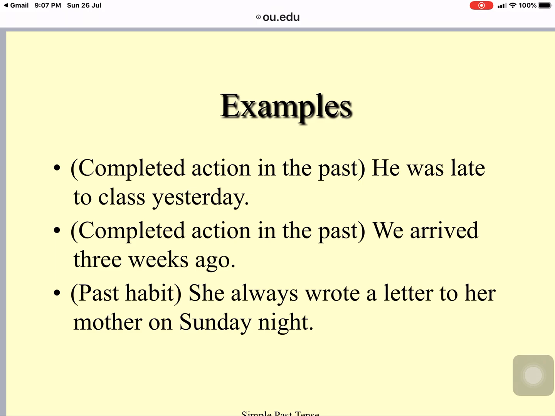And past habit, she always wrote a letter to her mother on Sunday night. See here, wrote is V2. V1 form is write and V2 form is wrote. So here V2 form is used. Why? So as to express the past habit, the past action.